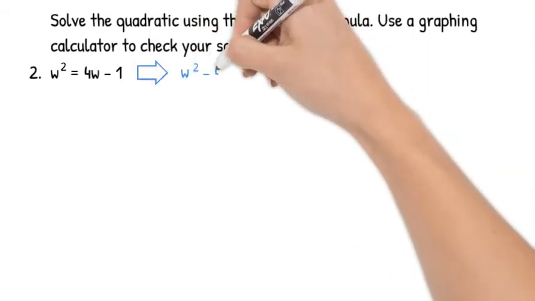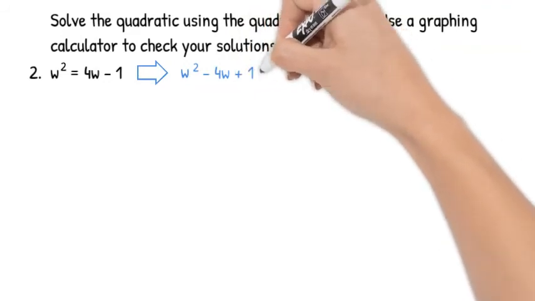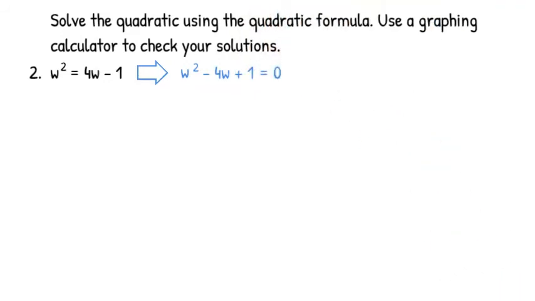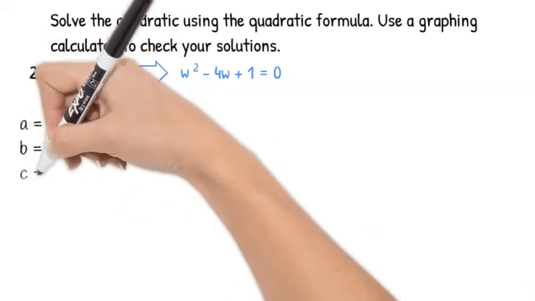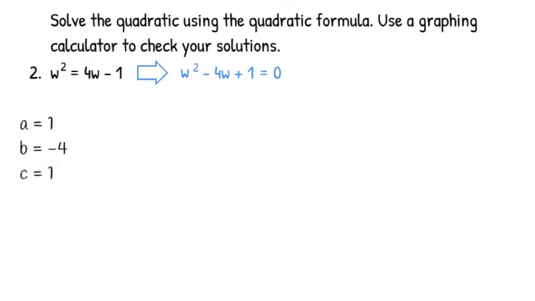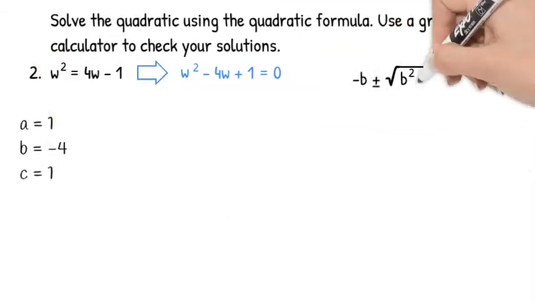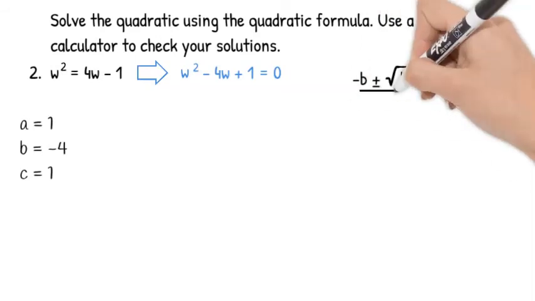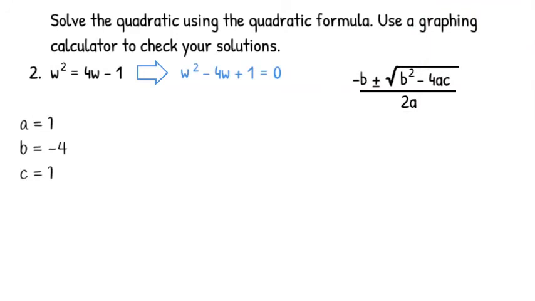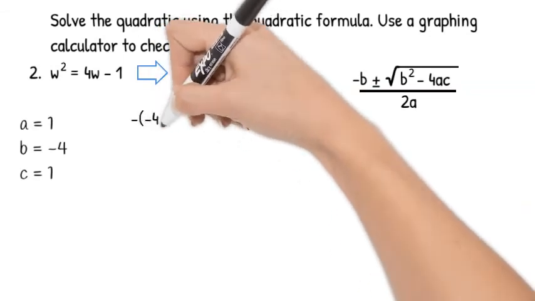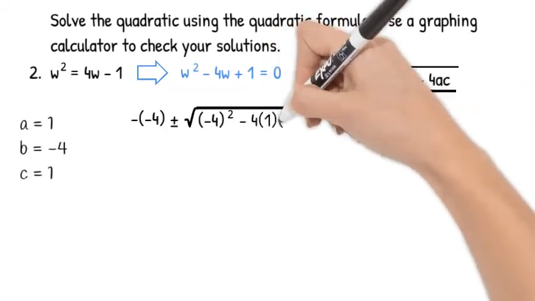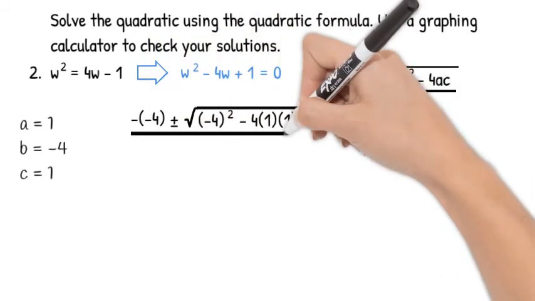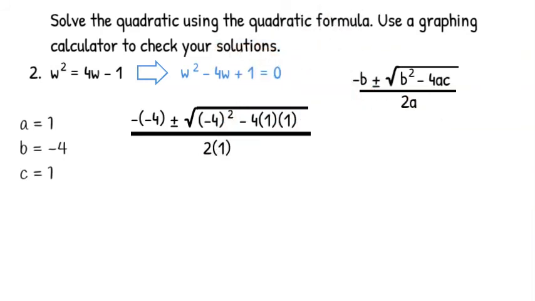We've got to subtract 4w and add 1 to both sides, and we end up with w squared minus 4w plus 1 equals 0. So our a is 1, our b is negative 4, and our c equals 1. Reminder of the quadratic formula: negative b plus or minus the square root of b squared minus 4ac all over 2a. And now let's plug in our a, b, and c. We have negative negative 4 plus or minus the square root of negative 4 squared minus 4 times 1 times 1 all over 2 times 1. Let's simplify it.